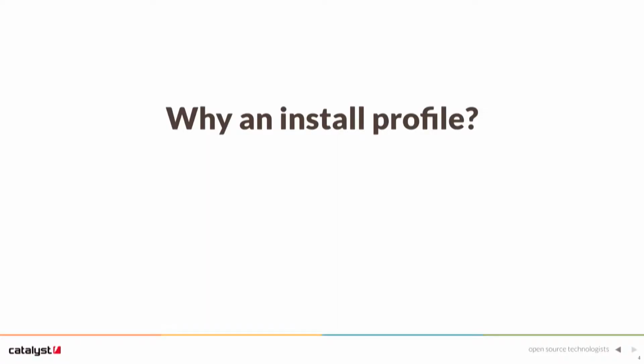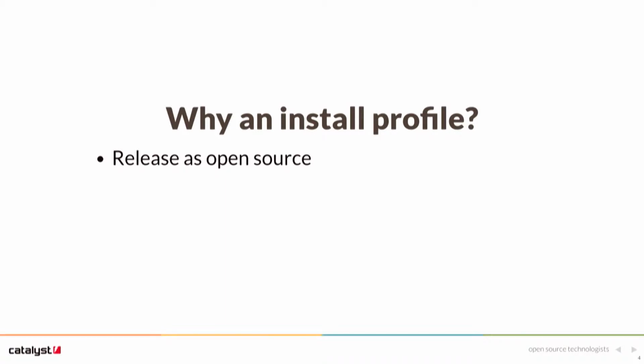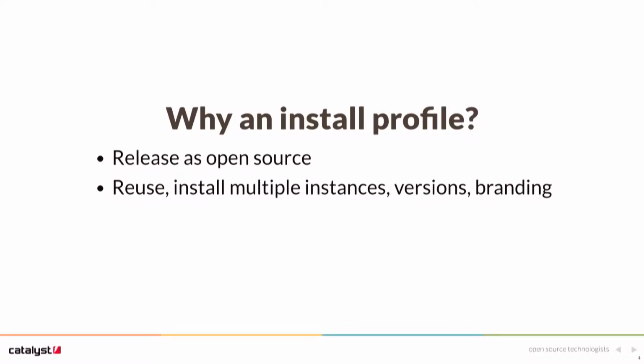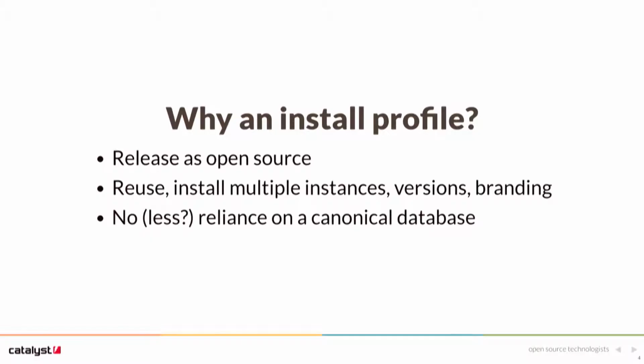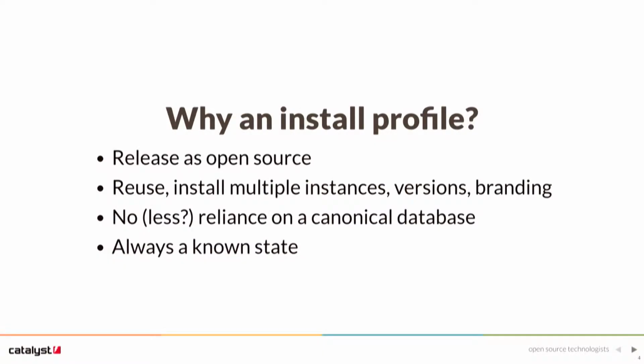So why do we use an install profile? There's a few reasons for that. Because of the nature of the project, it was a bit like an application. We were looking at releasing it as open source once we were completed. So we wanted something that we could just put up as an install profile. You download it, install it, got your own little in-house YouTube to go. It gave us the ability to reuse it, so we could install multiple different versions of it with the same functionality. Gave us less reliance on the canonical database, at least for a period of time at the beginning before we released the site to production. It basically meant when you install it, you know it's in a known state.